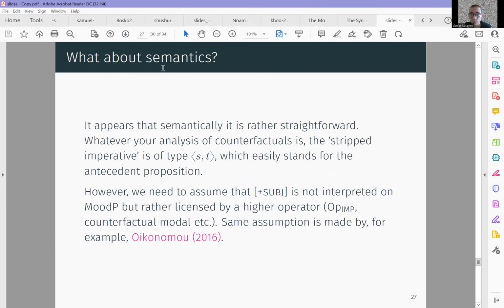Economo argues that this mood p, which is marked by the subjunctive feature of imperatives and other root subjunctive phenomena, semantically behaves just like a proposition, and that leads us to believe that semantically there is nothing that interesting going on. We have a semantically simple proposition which is easily composed with the counterfactual operator.